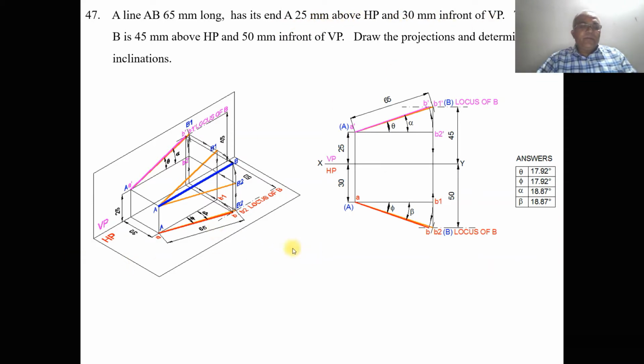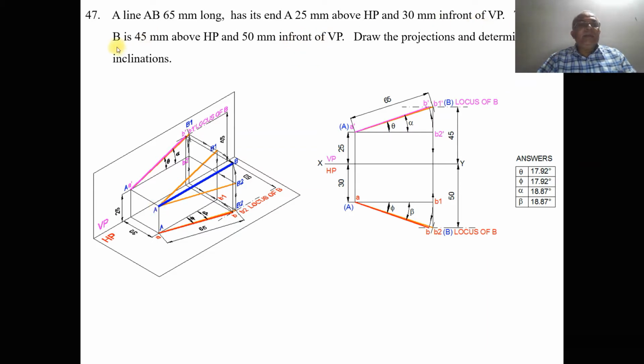So when you look from the front view, we can see the distance above HP. That distance is seen in the vertical plane, so it is projected on the vertical plane. So this is 25 mm above HP. Similarly, when you look from the top view, we can see the distance in front of VP, which is 30 mm. That distance is projected on HP. So you mark this point as small a and this as capital A. When both are taken together, you get the point A here.